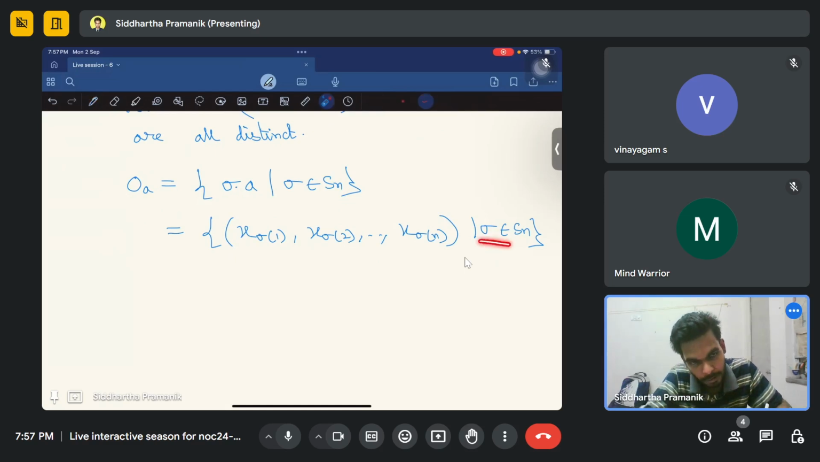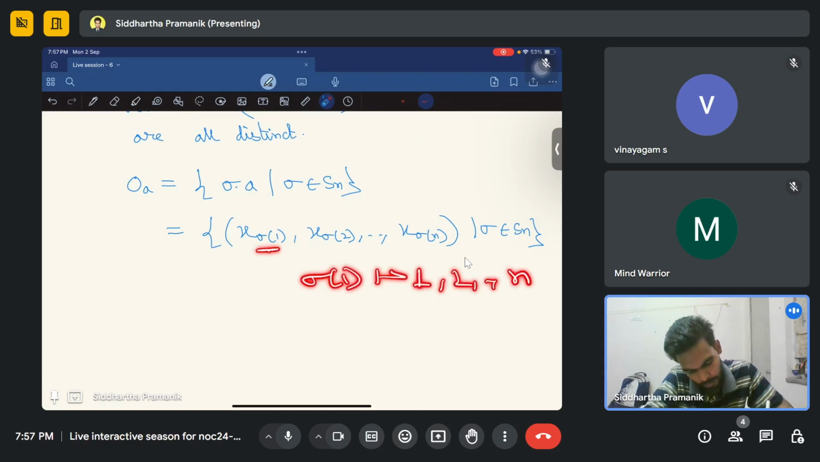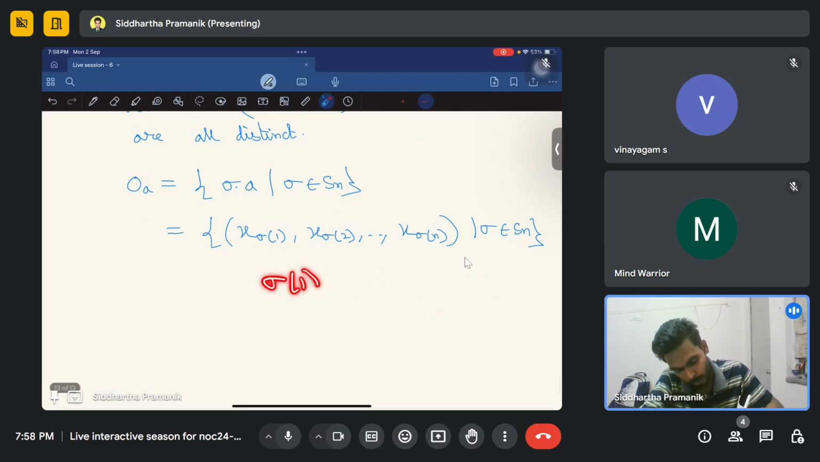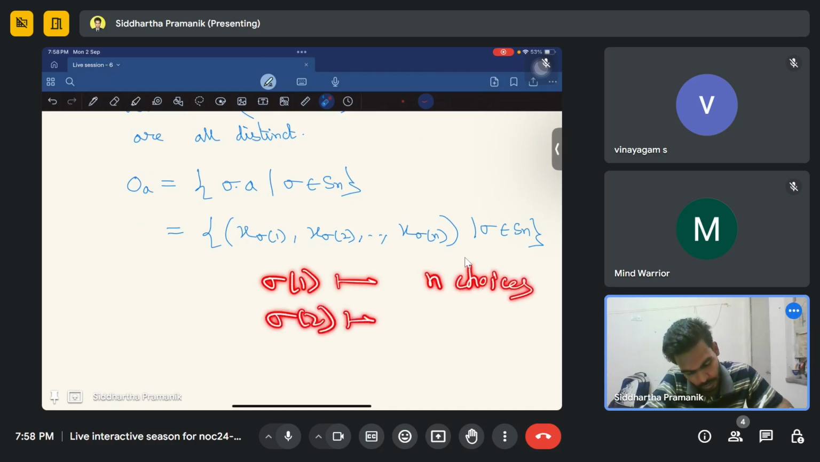So sigma belongs to Sn, right? So sigma 1 can go to 1, 2 or up to n. So it has n choices. So sigma 1 has n choices. So that means sigma 2 has n minus 1 choices.